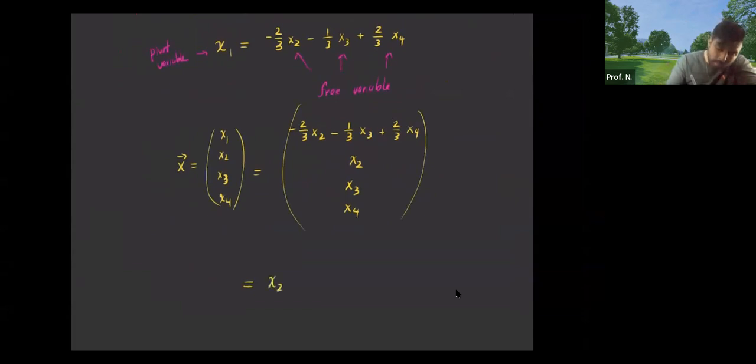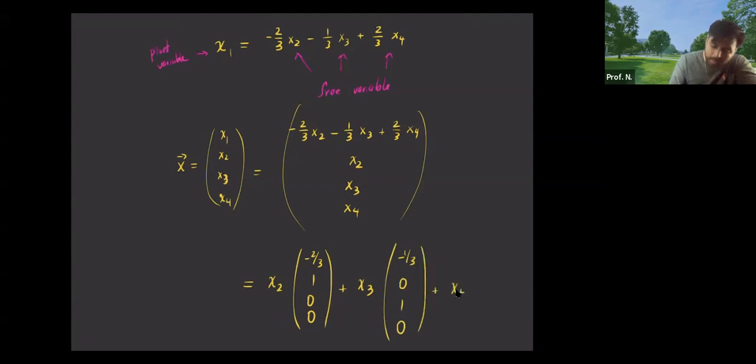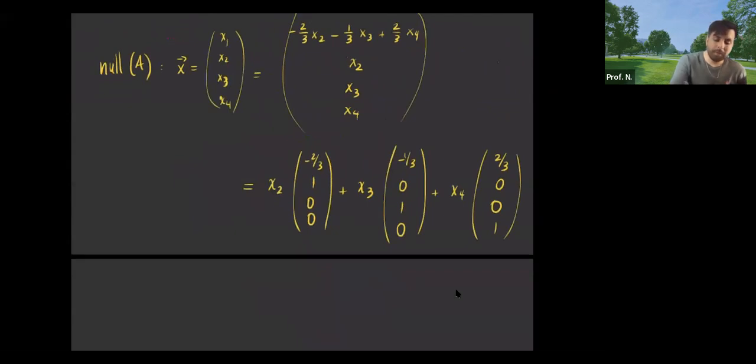So x2, the column vector will be negative 2/3, 1, 0, 0. Plus x3, the column vector would be negative 1/3, 0, 1, 0. Plus x4 will be what? 2/3, 0, 0, 1. This is the null space, guys. This is the null space of A. You have to know what you're finding. So the null space is a linear combination of these three linearly independent vectors.